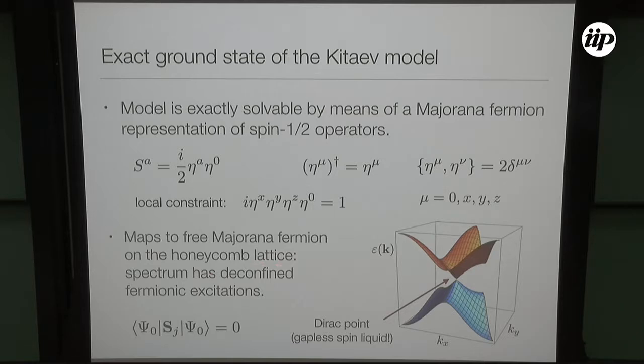So from this, you can show that the expectation value of the spin operator in the ground state in the thermodynamic limit is 0. And the elementary excitations, you can also talk about the spectrum, are these deconfined Majorana fermions that move on the lattice. And for fermions on the lattice, you get this kind of band structure that is familiar from graphene, where you get two bands that touch at 0 energy at one point, that is a Dirac point. So this is an example of a gapless spin liquid with a Dirac spectrum and Majorana fermion excitations.